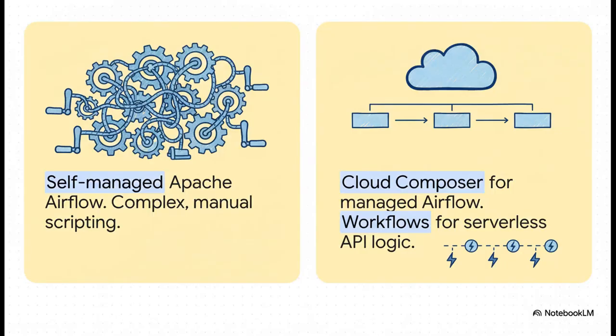It's the same story with orchestration. The old way? You'd spin up your own Apache Airflow and wrestle with complex scripts. The new way, the GCP way, is all about managed services. You need to know why Cloud Composer 2 is the better choice for managed Airflow, but also, and this is crucial, when to opt for the much lighter, serverless Workflows, especially for orchestrating API-driven logic.